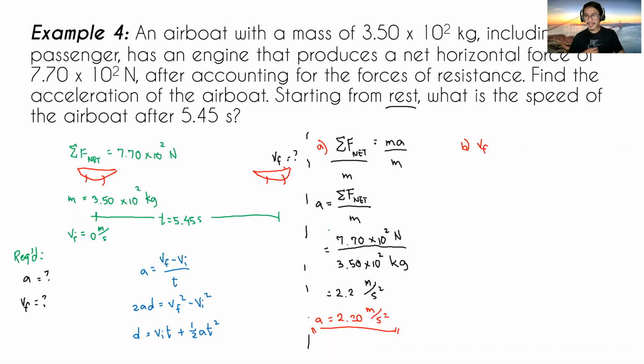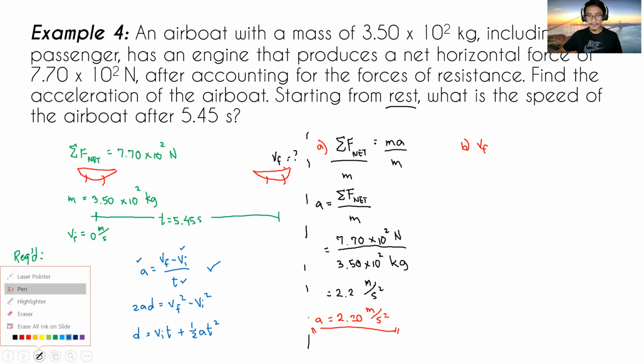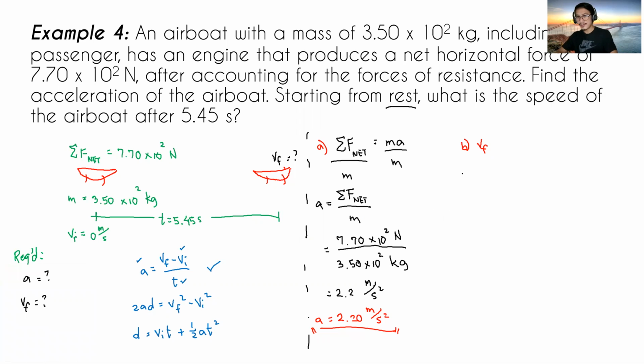Since we are asked for the final velocity, let's identify what we are given. We already have acceleration, check. We are looking for final velocity. Do we have initial velocity? Check. And do we have time? Check. So that means we will use equation 1. That's acceleration is equal to final velocity minus initial velocity over time. So that will give us final velocity is equal to initial velocity plus a t. That is our equation for final velocity, which we derived in our previous discussion.